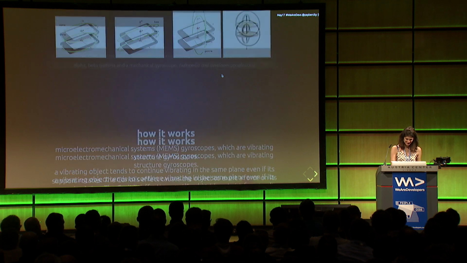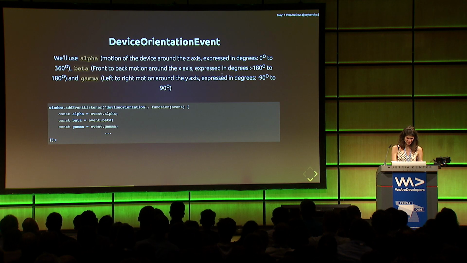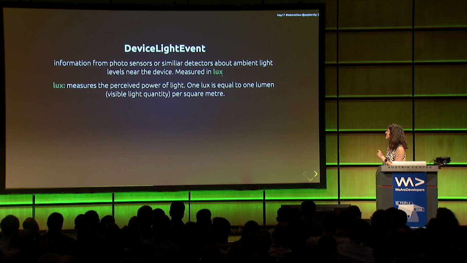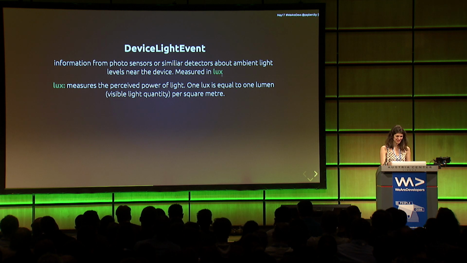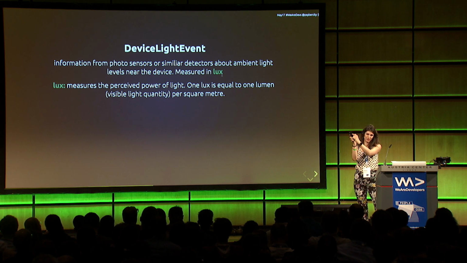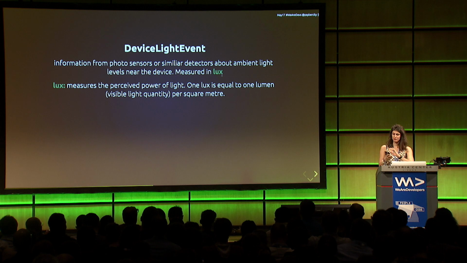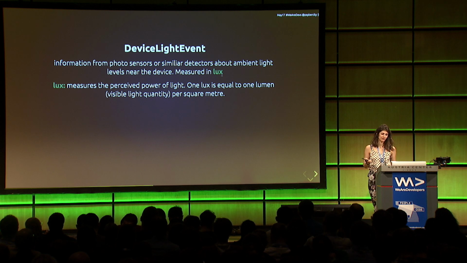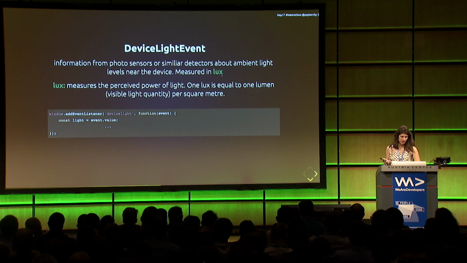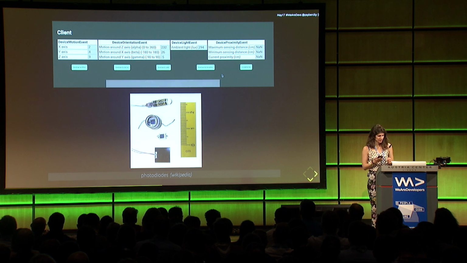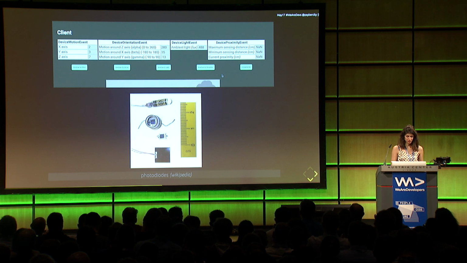The other sensor, which is less dangerous, is the light event. The light event gives us information from the photosensors or similar detectors about ambient light. It's these sensors here in the front of your phone, and they're used to calculate the brightness of your screen at night. The luminance is measured in lux, the perceived power of light per square meter. Again, this is a simple event listener.